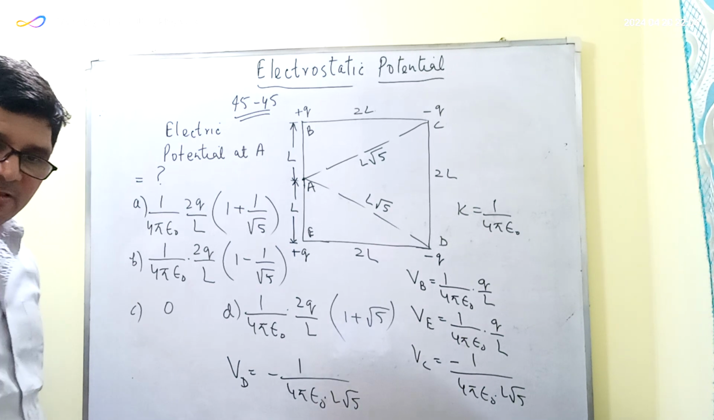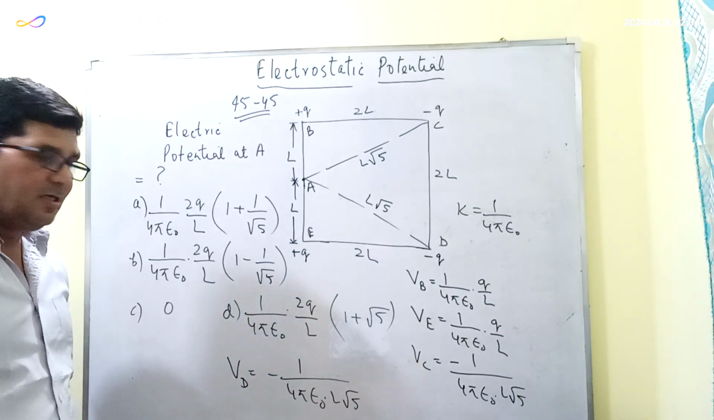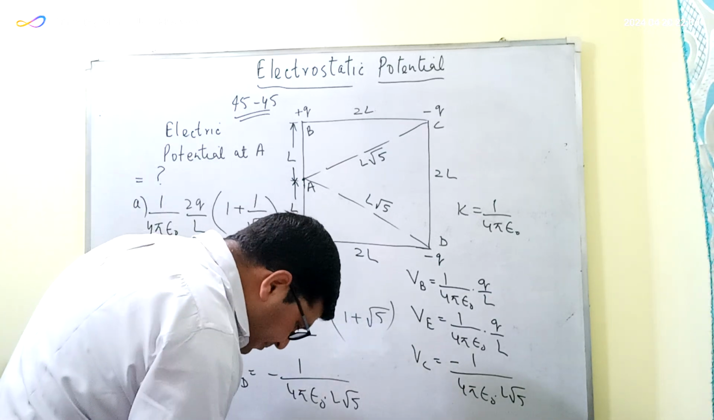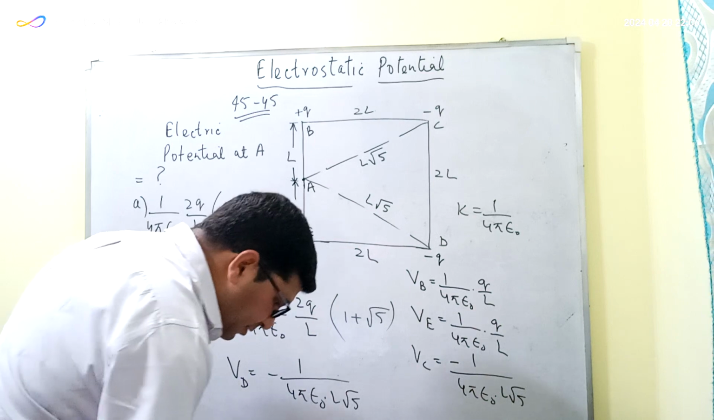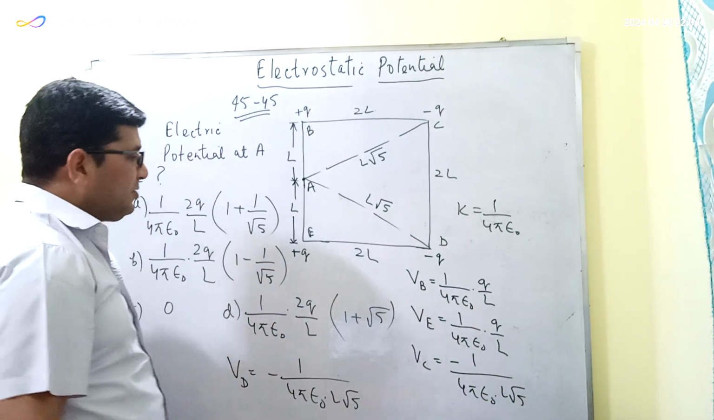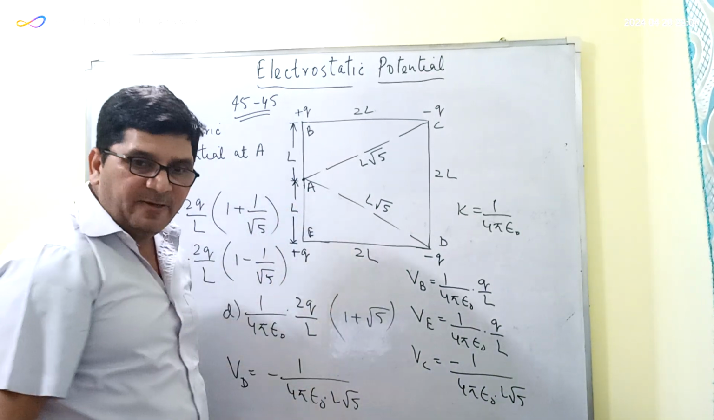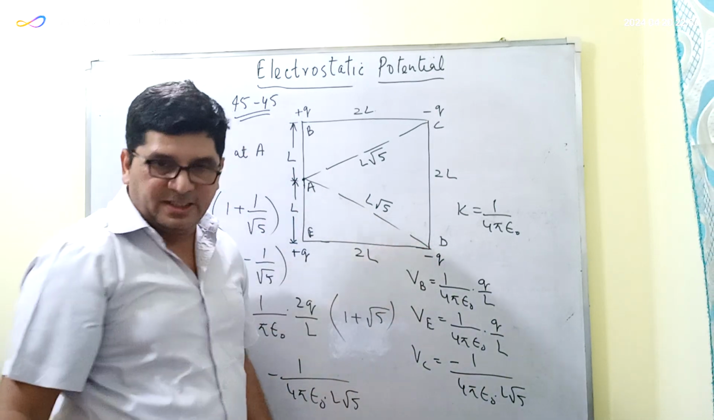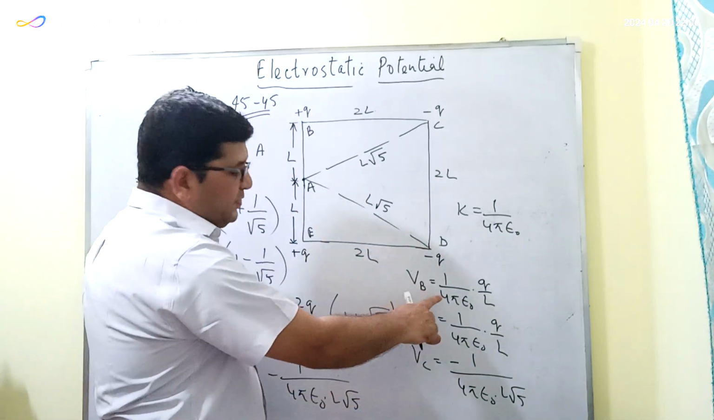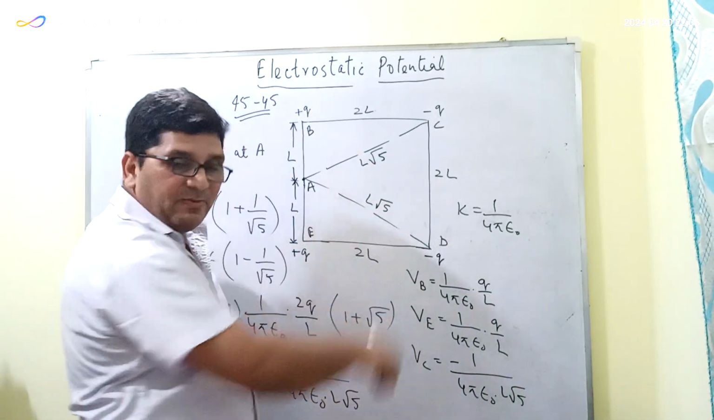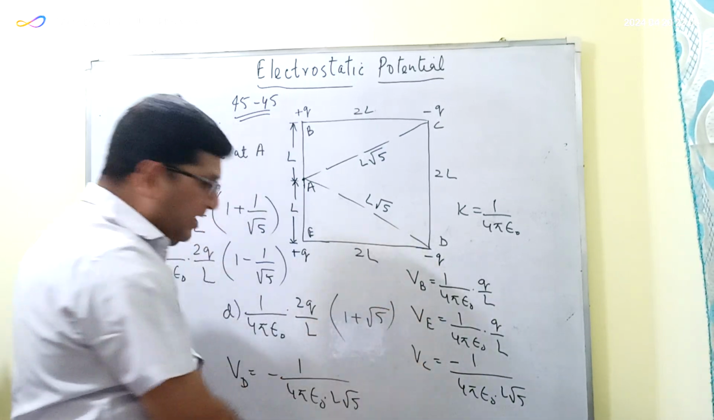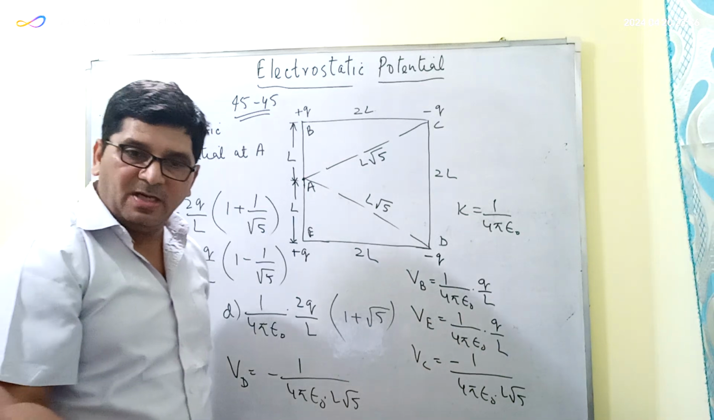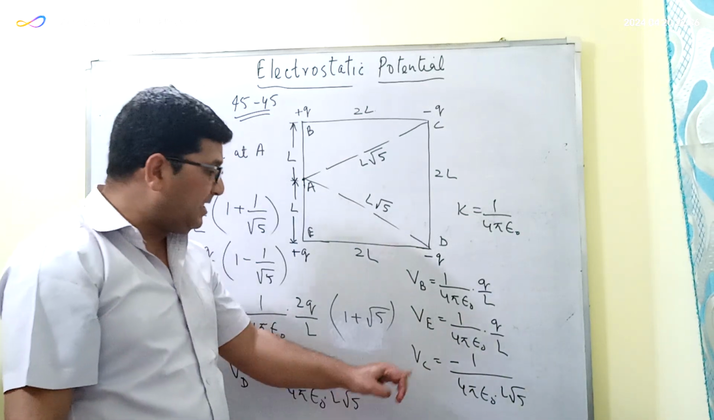ठीक है? हो गया? So क्वेश्चन में क्या पूछा गया है? The electric potential at point A. So the electric potential at this point A will be the algebraic sum of the electric potential due to the individual charges. तो ये जो आपके VB, VE, VC and VD हैं, you have to add it up now. इसको आप ऐड कर दीजिए. ऐड करने के बाद देखिए क्या आंसर आ रहा है.